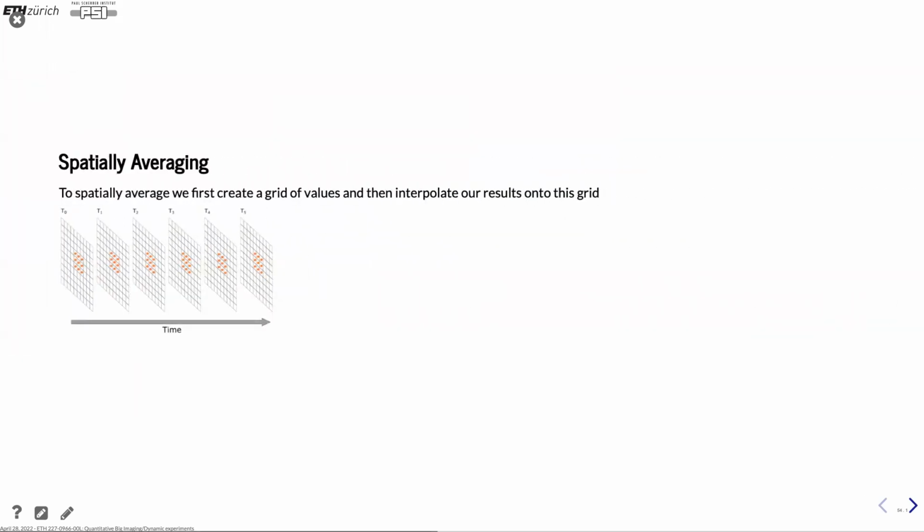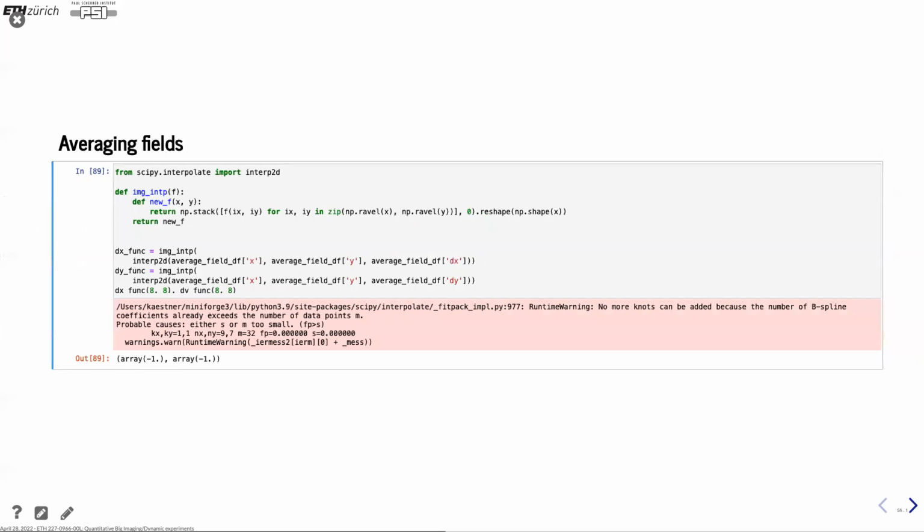And for spatially averaging, you look at what's happening in space mainly. You have several images and you look more or less at the average of what's happening on each frame. An example of that is we can compute the average. This is not such nice code to read.